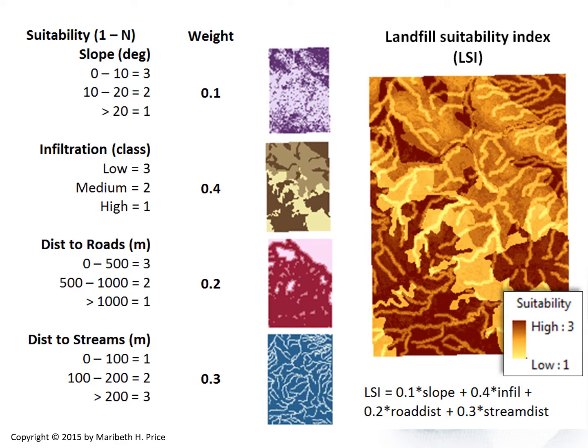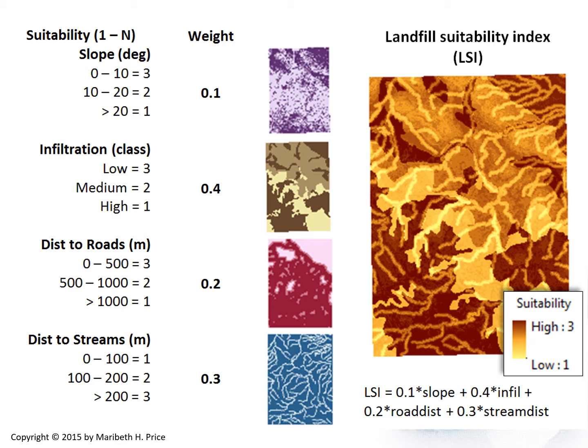And so here is how they did it. This is just one technique for it. They looked at a couple of different things here, and they're trying to look at landfill suitability. So this is where a landfill should be. So their criteria was they didn't want it to have a lot of slope. They didn't want it to have a lot of infiltration. They wanted it to be relatively close to a road. They wanted it to be relatively far away from a stream.